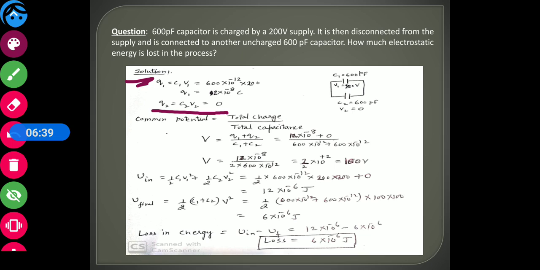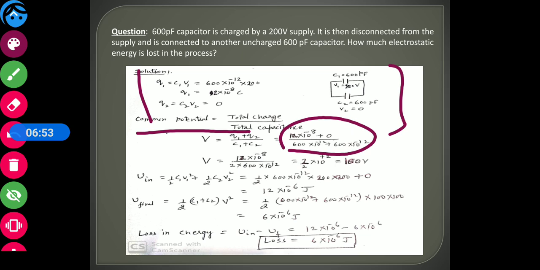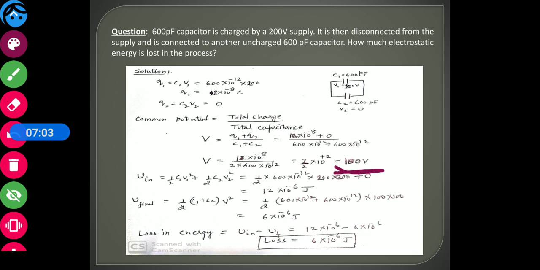Now again using the common potential formula, that is the total charge upon the total capacitance: Q1 plus Q2, which we have calculated here, and C1 and C2, both values are given here. By putting all these values in this expression, if we reduce, then we get that the potential after the connection, or the common potential, is 100 volt. So this 100 volt is the common potential attained after the connection.